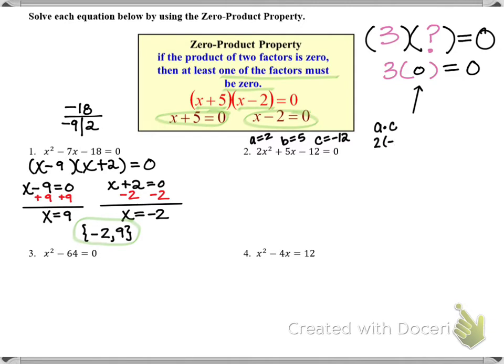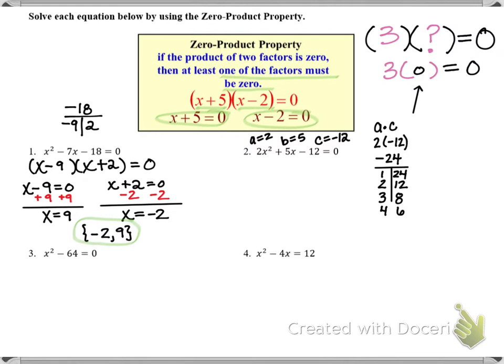The AC method tells me to start by multiplying A times C. 2 times negative 12 equals negative 24. Then I need to find factors of negative 24 that will also have a sum of positive 5.